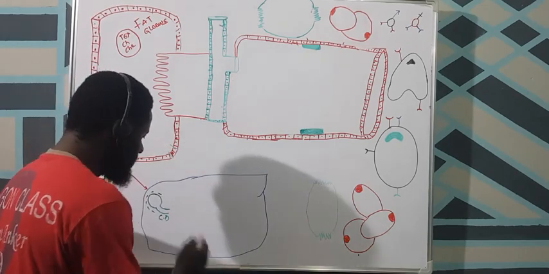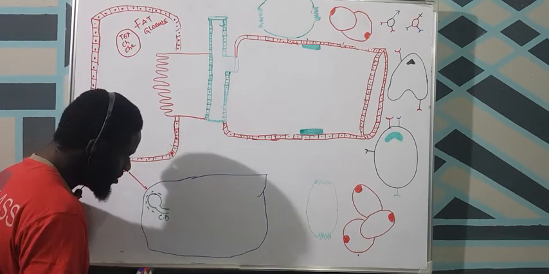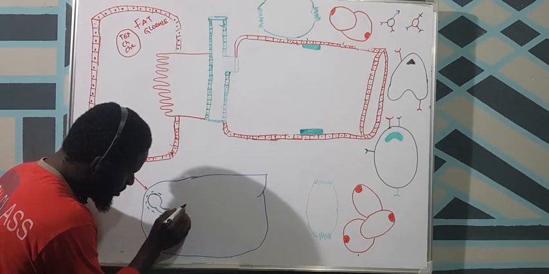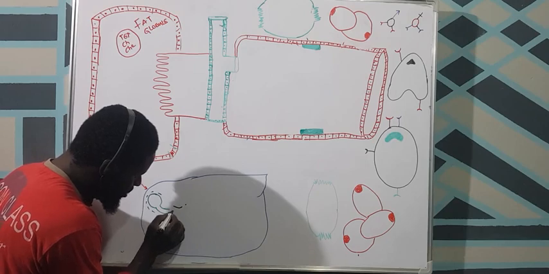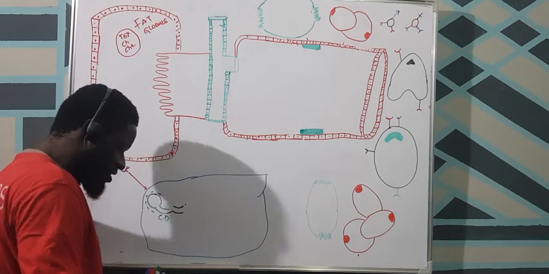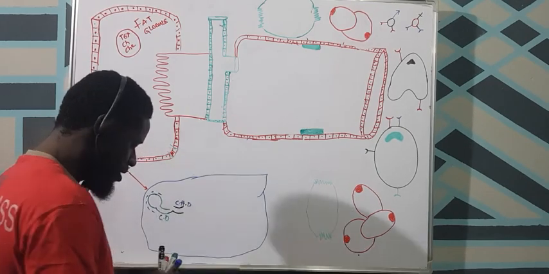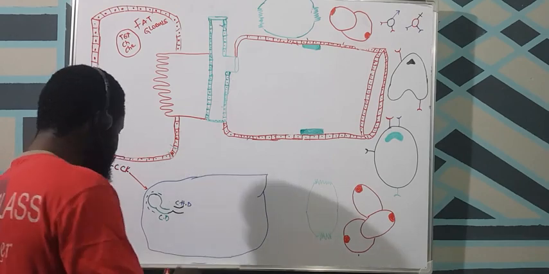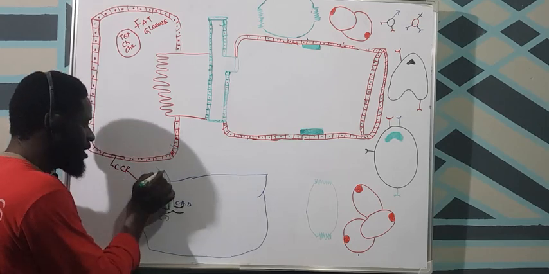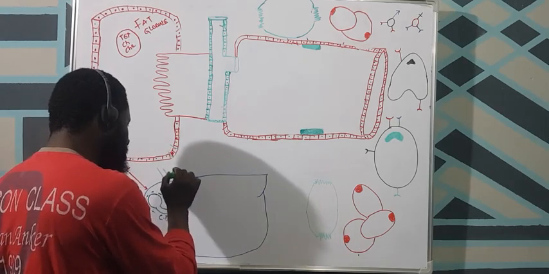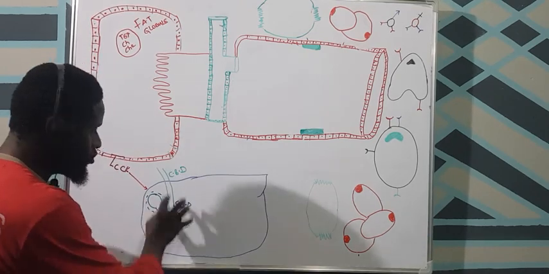So from the liver, there is a duct that also comes from the liver and fuses with the cystic duct. This particular duct is called the common hepatic duct. So these together fuse. They fuse together to form what we call the common bile duct.